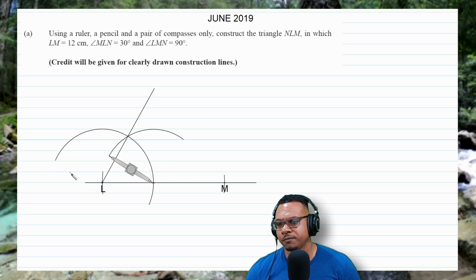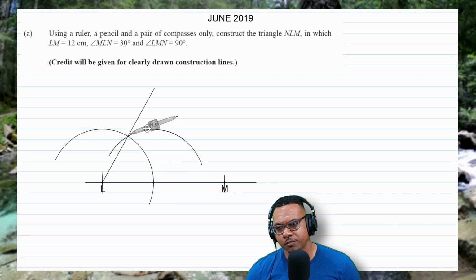So what I'll do is, seeing that I have my compass point at this point here, I will just extend this arc like this. And I'll place my compass point where the arc and the 60-degree line intersect, and I'll make an arc like this. And this line here will be my 30-degree line.